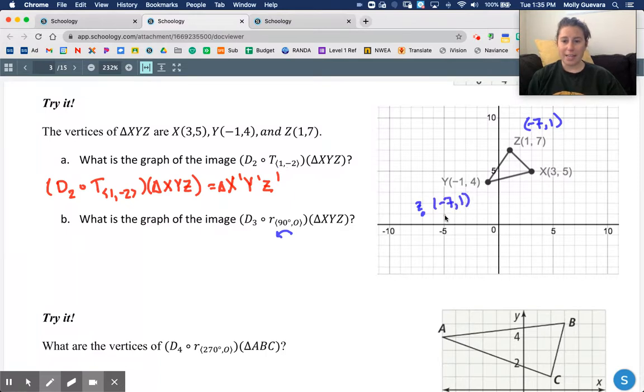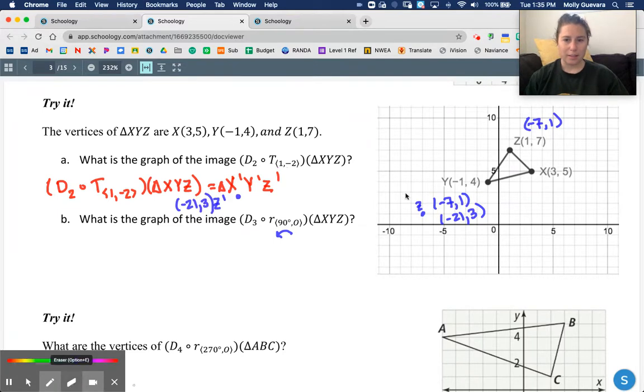Now if I dilate that by a factor of 3, it becomes negative 21, 3, which doesn't really fit, right? 1, 2, 3. Here's 10, 21, so I'll just label it here. Z prime is at the point negative 21, 3, and I'm estimating there. Okay, so there's Z prime, so I can get rid of all this stuff now.